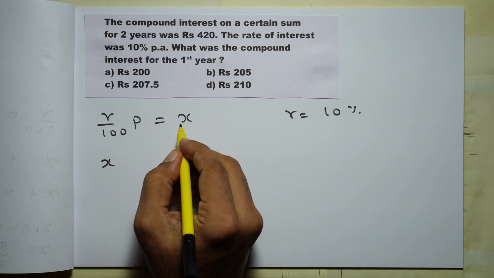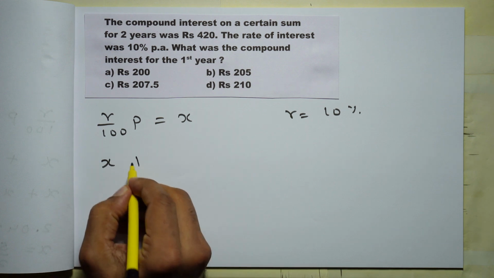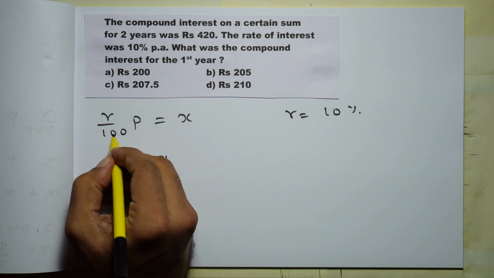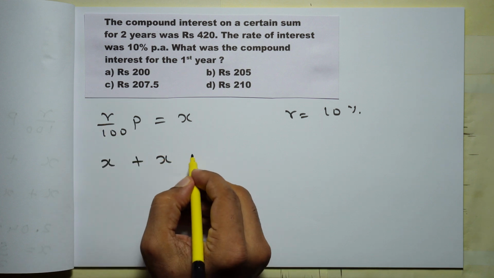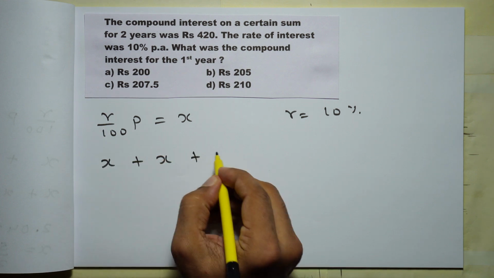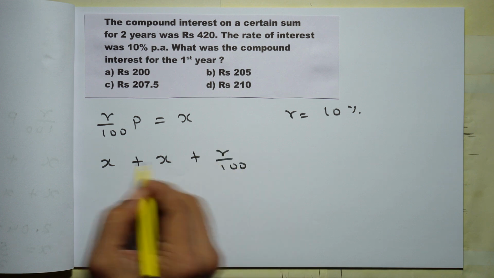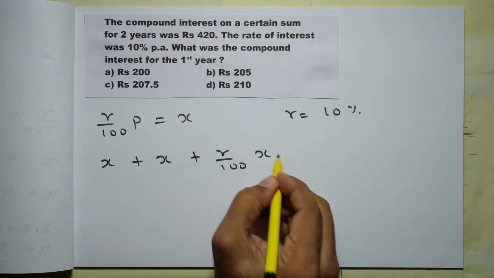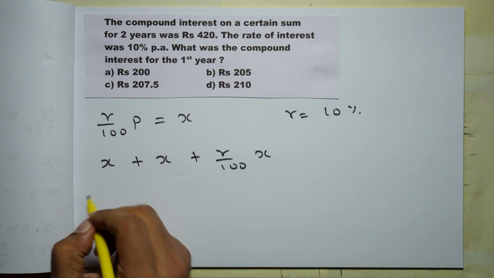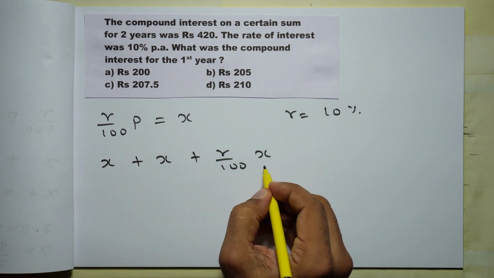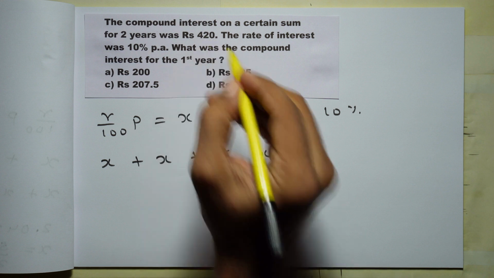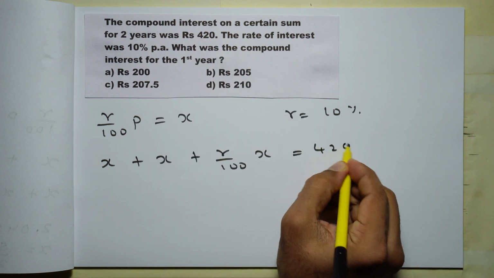Now let us calculate the second year's compound interest. This x you will get, since x is r% of principal. And the extra that you will get in the second year is r% of first year's interest, r% of this x also. So this is the compound interest for 2 years, and that is given as rupees 420.